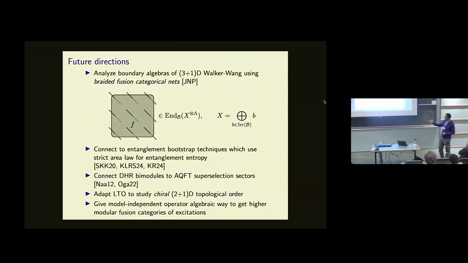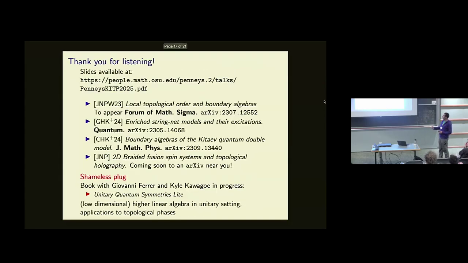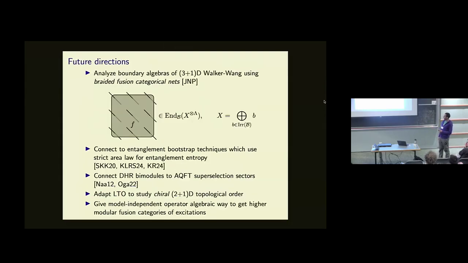I have a student who's trying to connect this to the entanglement bootstrap techniques, which use strict area law for entanglement entropy, and they did some exciting work where they found commuting projector parent Hamiltonians, and they were able to actually get that they were missing the whole 6j symbols from their original 2020 article, and then they did this thing where they did a cut. They looked at the boundary, and then they're able to find these 6j symbols. I'm like, you looked at the boundary. That's good. And I'm hoping that you can just show that their thing satisfies the LTO axioms, and so that would be a nice connection.